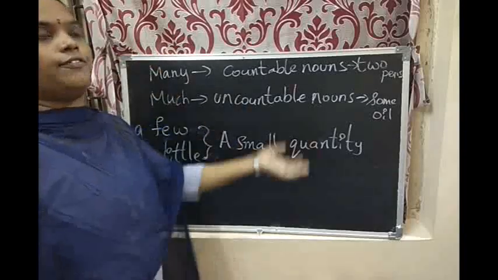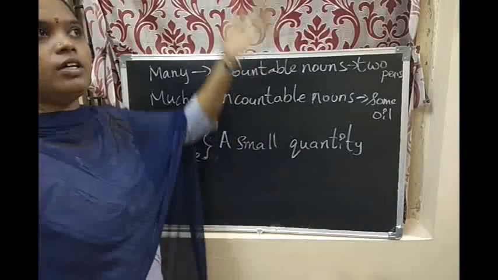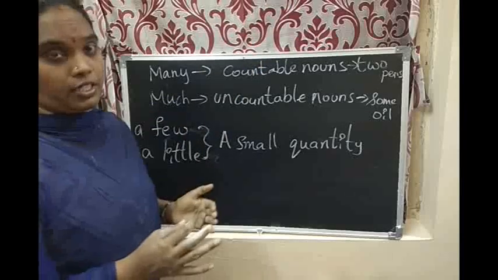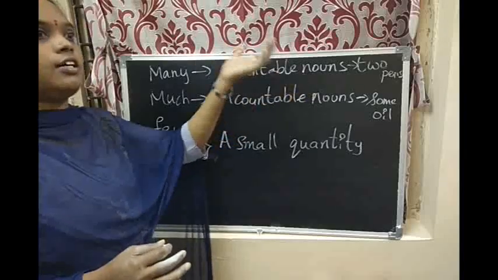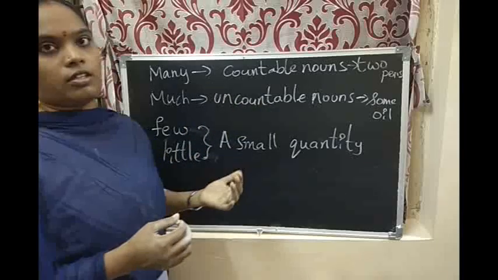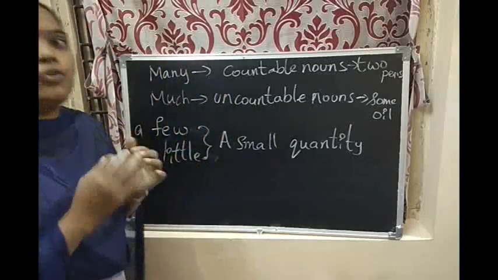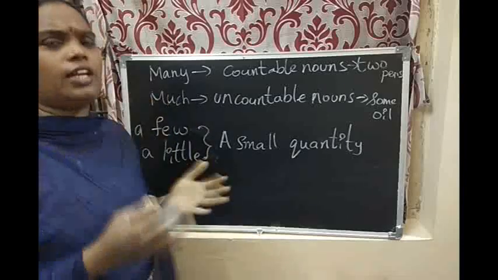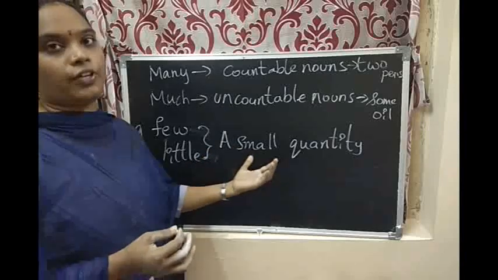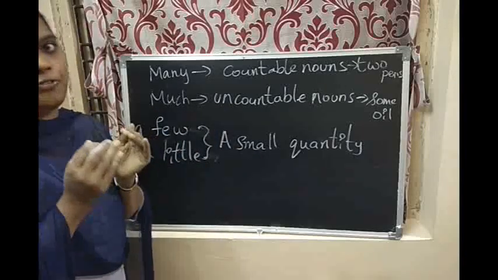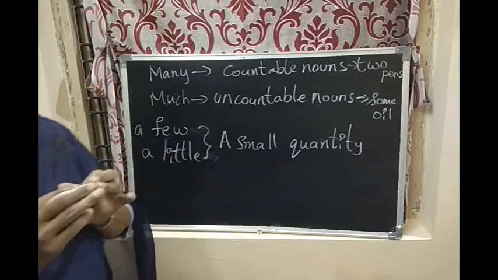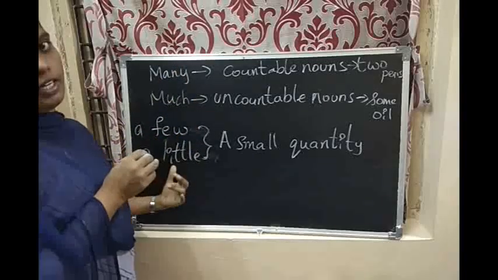For example, there are a few members. We don't know the correct number of that. And there is a little glue in that. Some glue there, a little glue there. Like that, we don't know the number correctly, and we can use these only to indicate a small quantity of those things. This is about many, few and a little.